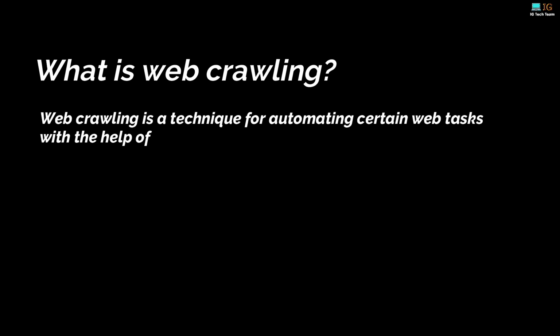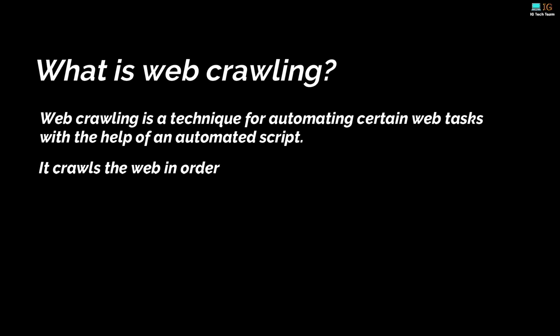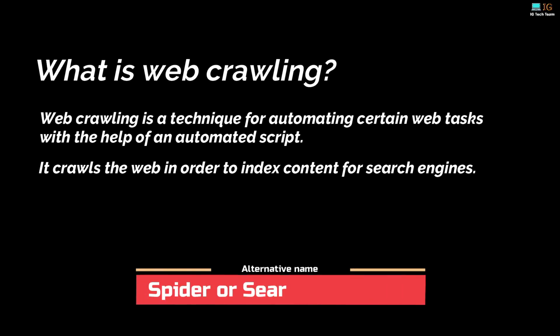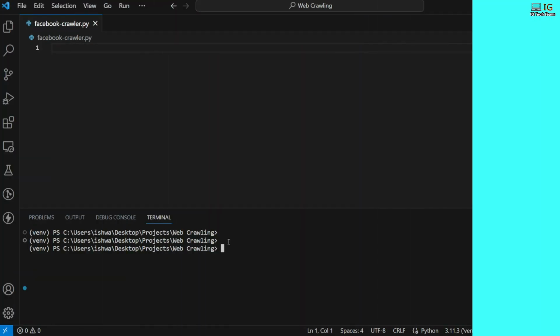In simple terms, web crawling is a technique for automating certain web tasks with the help of an automated script. It crawls the web in order to index content for search engines. And yeah, we can also call it a spider or search engine bot. We'll see how to crawl the Facebook website. So without any delay, let's get started.